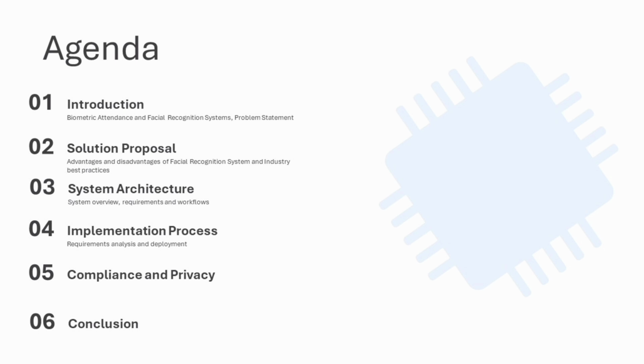So I will be introducing the topic. I will talk about biometric attendance and facial recognition systems and the problem statement that we have focused our study on. And then I will talk about the solution proposal, how we are trying to solve the problems. We'll see some advantages and disadvantages of facial recognition systems, and go through some industry best practices and standards. After that, I'll talk about the system architecture that we are proposing. I will give you an overview and the requirements and walk you through the workflow, how this thing is going to work.